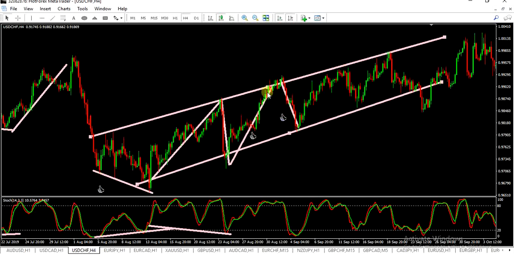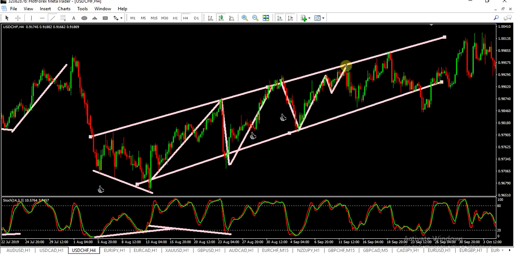Now price also went back up. Price went back up, first stopping here and going down. Starting to go down, but it came back up. It went back up, guys.